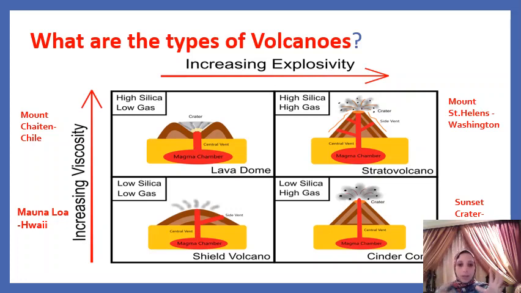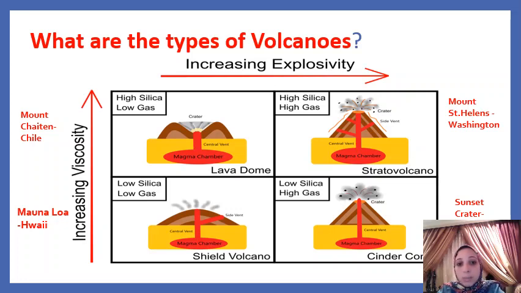We have different types of volcanoes according to the eruption and the gas content released from the eruption. We have lava dome volcano, stratovolcano, shield volcano, and cinder cone volcano. The more silica or silicon dioxide released, the more viscous the lava is. The more gas released, the more explosive the eruption is. So as you go upwards, the viscosity increases, and if you go to the right, the explosivity increases.